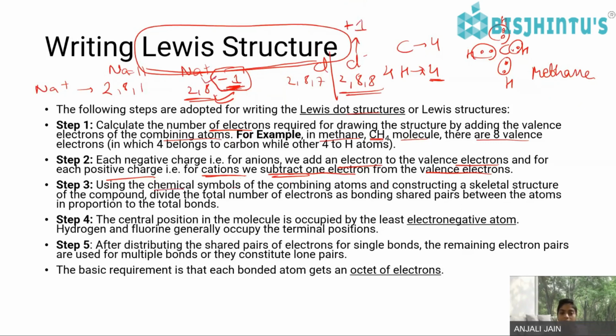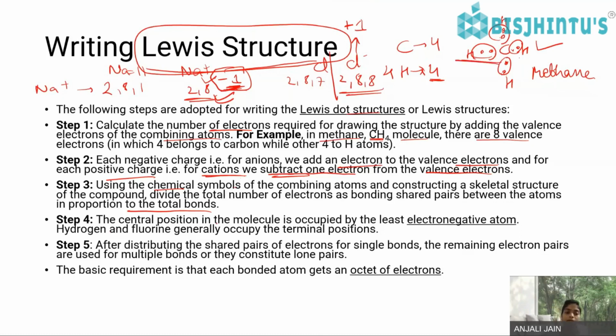Using the chemical symbols of the combining atoms, construct a skeletal structure of the compound, and divide the total number of electrons as bonding shared pairs between the atoms in proportion to total bonds. How am I going to divide the total number of electrons? In methane, 4 bonds are there, so I have to divide them equally, 2 electrons to each C-H bond.